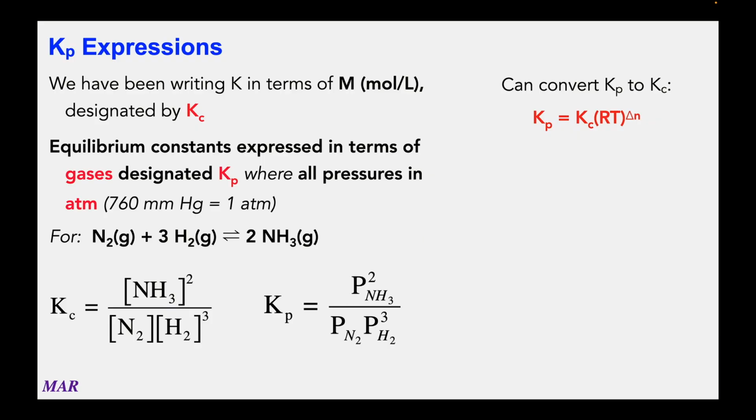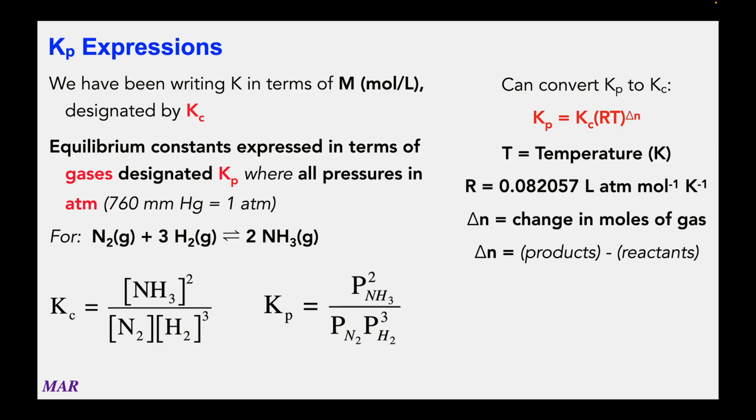If you have a Kp and you need to turn it to Kc or vice versa, you can use this expression right here. Kp equals Kc times RT to the delta N. So T is temperature, the Kelvin temperature of your system. R is the gas constant R, 0.082057 liters atmospheres per mole Kelvin.